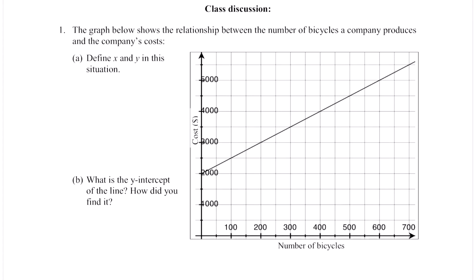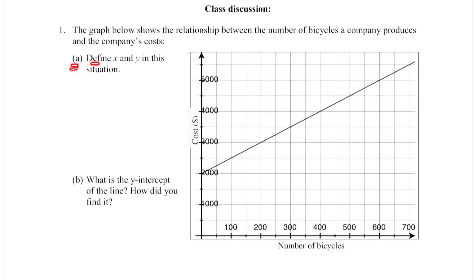Welcome. In this video, we are going to go over the class discussion for Unit 1, Activity 1. The graph below shows the relationship between the number of bicycles a company produces and the company's costs.